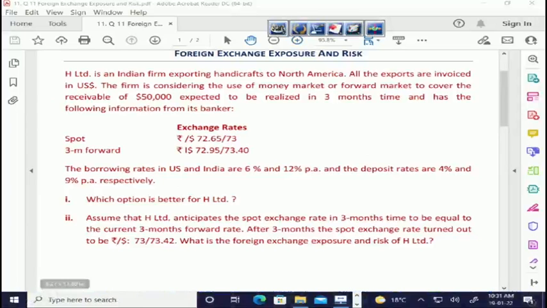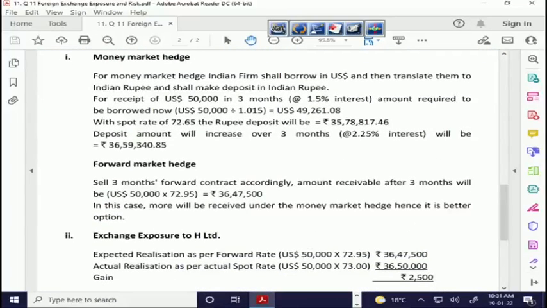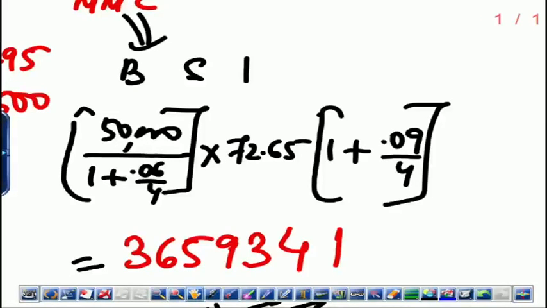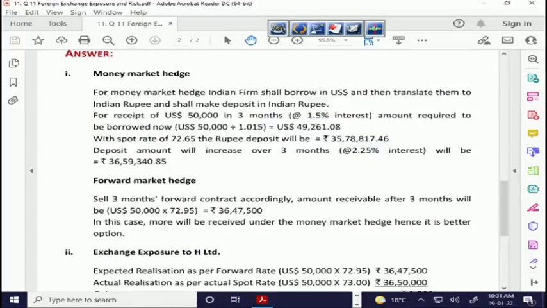Let's see the solution of the first part. Forward cover, the answer is obviously 36,47,500. Money market cover, the answer is 36,59,341. Yes, so money market cover is recommended. Obviously, we did not do the sum for this portion.